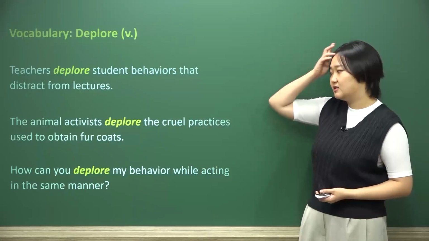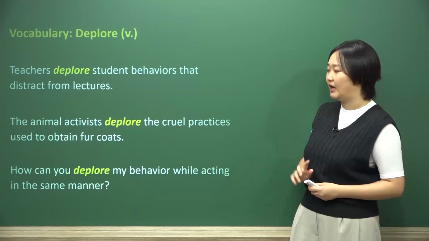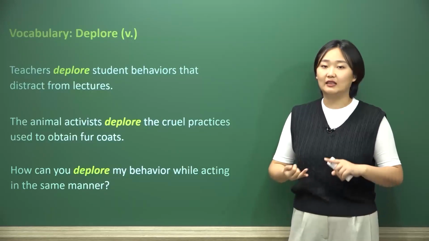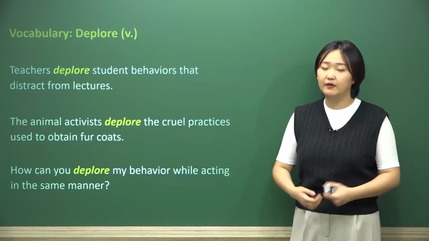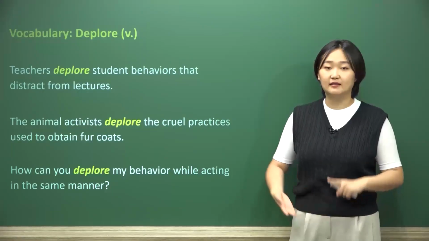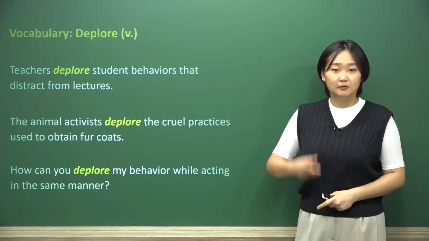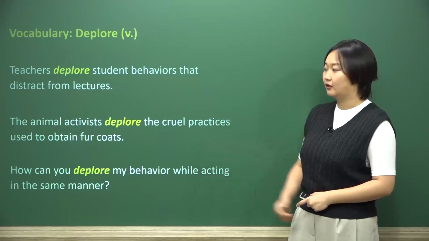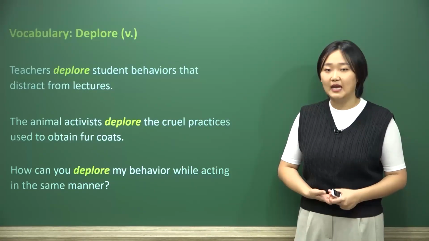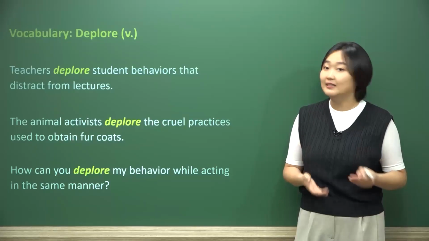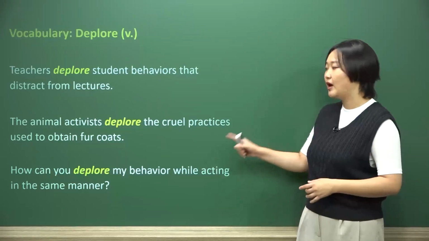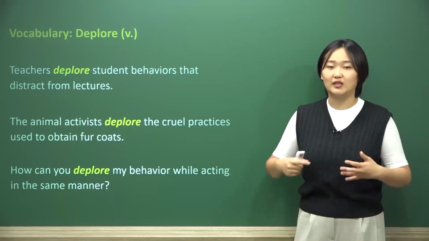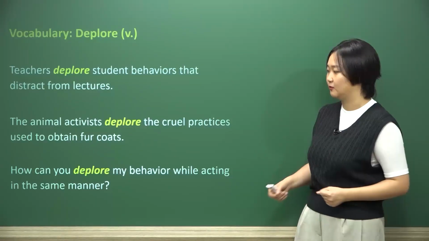The animal activists deplore the cruel practices used to obtain fur coats. They hate it. They think that it is something we should be upset about. They grieve over it. They show some kind of grief. They show that it should be considered less than, that it is something we should deprecate, no longer have value. The fact that there is a lot of cruelty when it comes to obtaining fur coats and the fur that is needed to make these coats from animals, the torture and the pain that they go through, we deplore those practices. We think it's not good and we want to express it in certain ways.